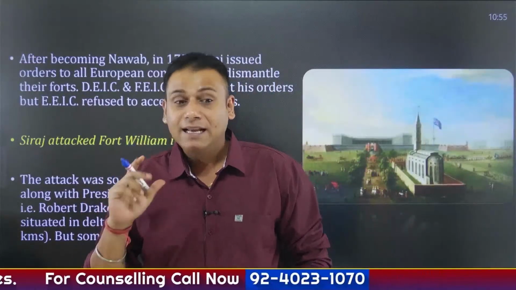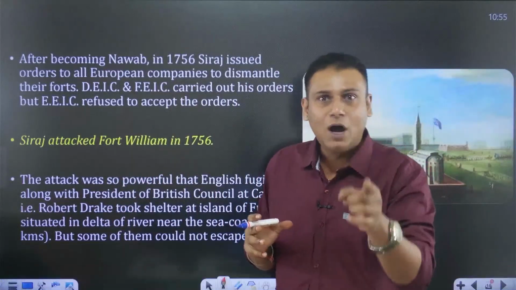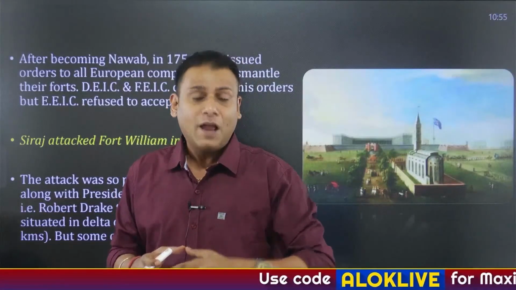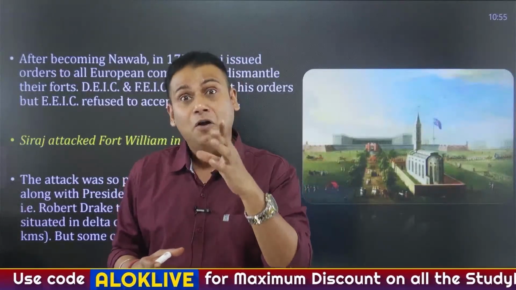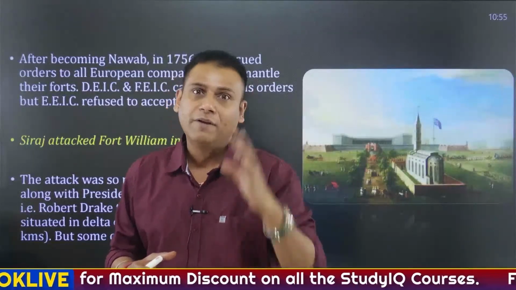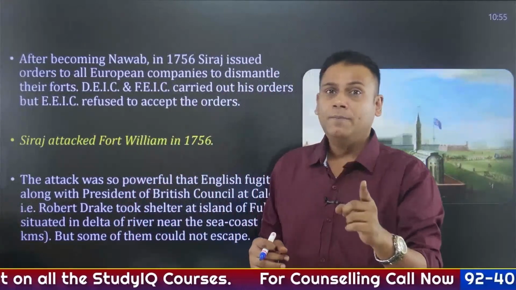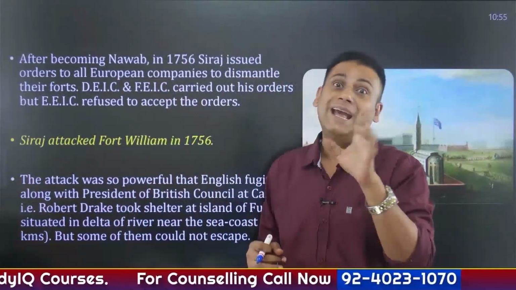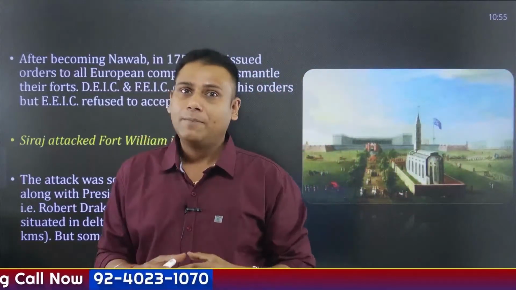Siraj-ud-Dawla, when he came to power, what did he ask? He asked all the European powers to shut down and dismantle their factories: Dutch East India Company, English East India Company, French East India Company. Dismantle your factories and fortifications. The Dutch East India Company and French East India Company accepted. The English East India Company did not accept.